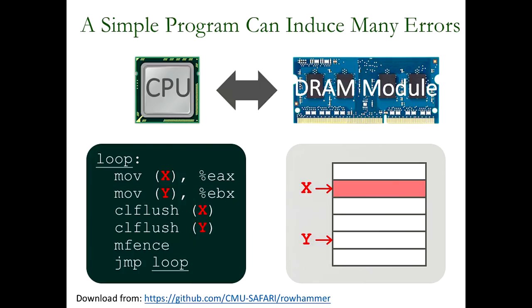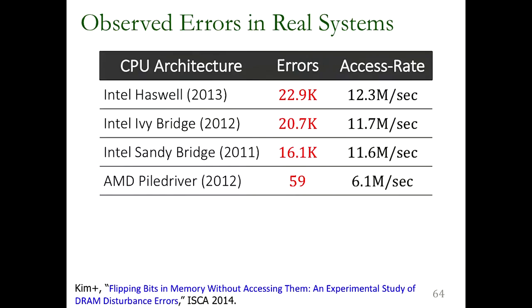So what this program does is it selects addresses X and Y such that they map to the same bank, which is another issue. How do you know which bank things map to? You need to do some reverse engineering. And it ping-pongs access to X and Y, and if the chip is vulnerable, it causes some bit flips. You can download it and test it, actually. It's fun. So this happens in real systems using that code.